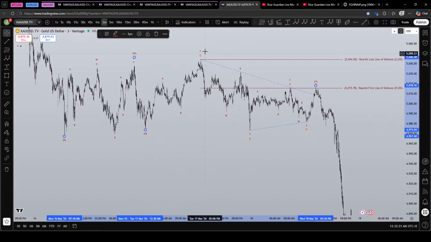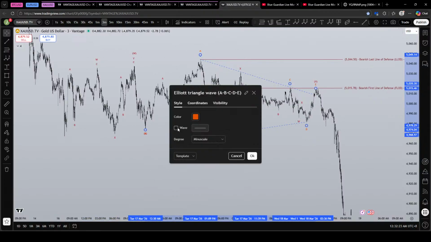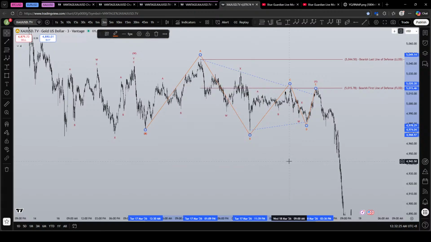So as you can see here, I have the A, B, C, D, E counting, which is actually a triangle as part of the corrective structure W, X, and then Y. And now, what's next?